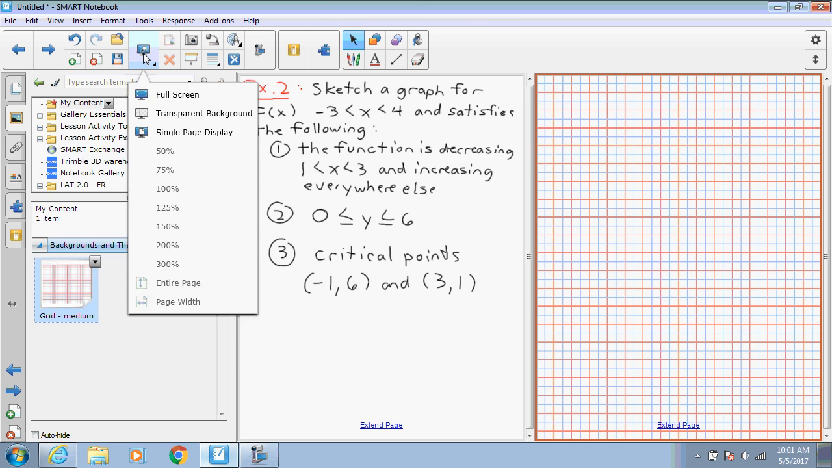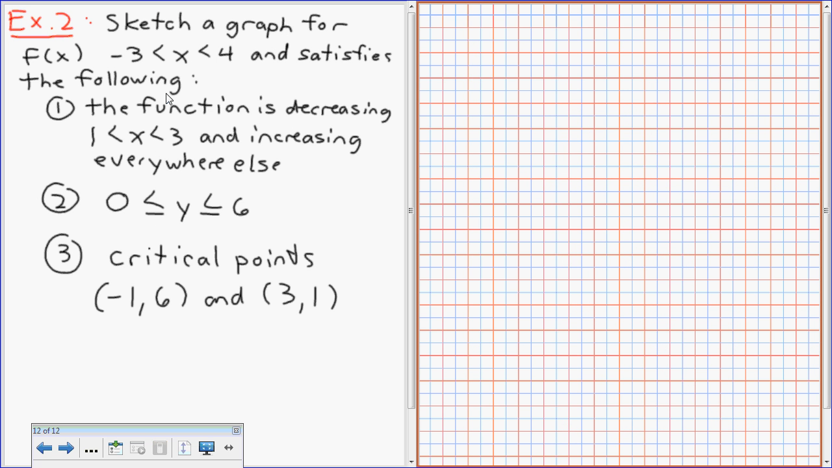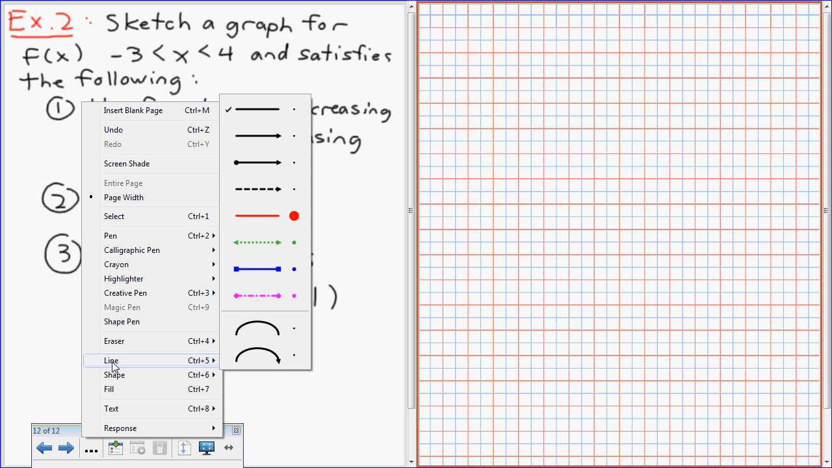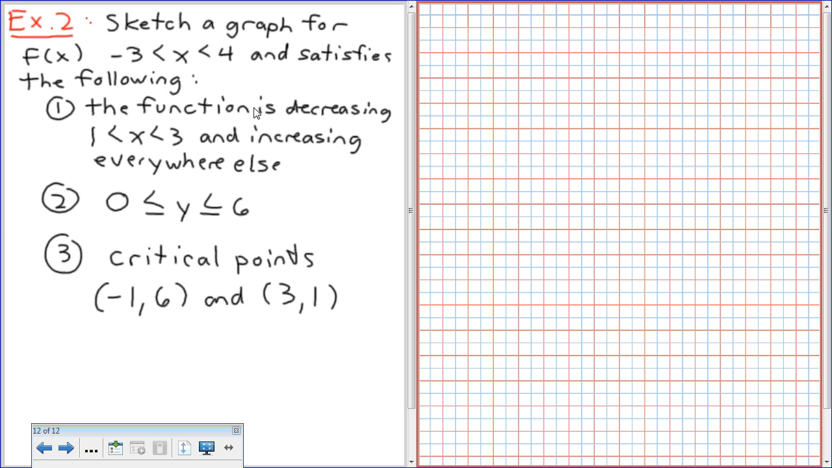Drawing the outline of my graph because I know where it's going to be. Okay, so I'm going from -3 to 4 and from 0 to 6.